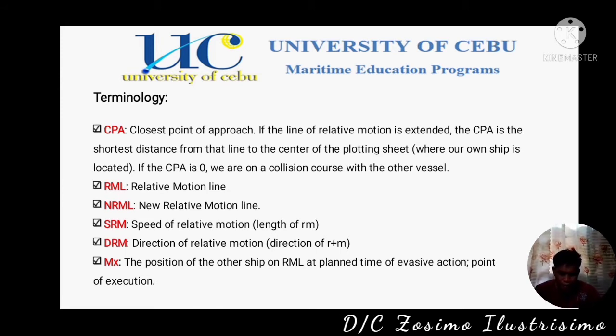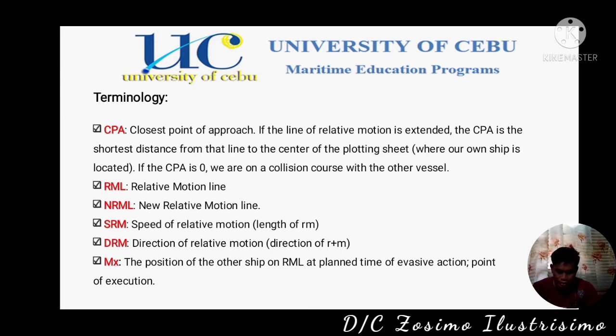SRM, or speed of relative motion. We can define relative speed as the speed of a moving body with respect to another. When two bodies are moving in the same direction, the relative speed is computed by their difference, but when the bodies are moving in opposite directions, the relative speed is calculated by adding the speeds of both bodies.